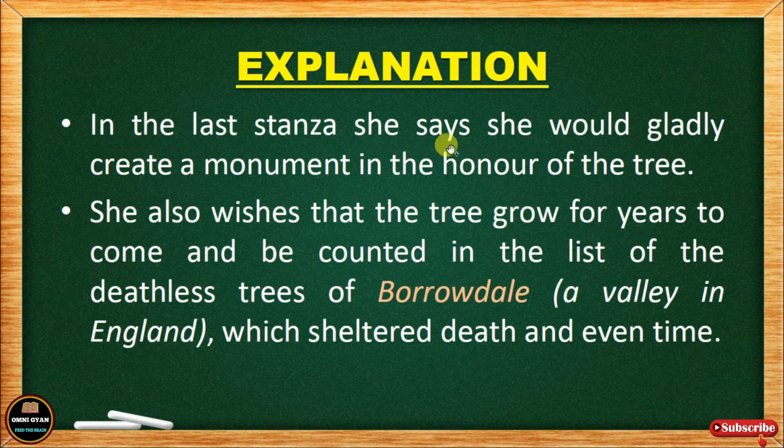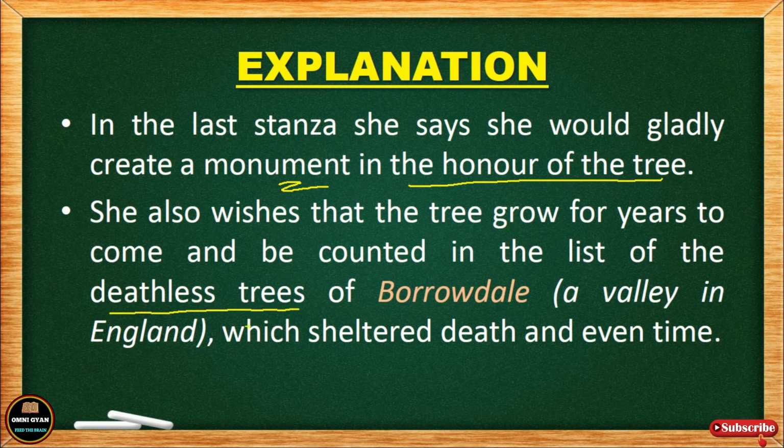In the last stanza she says that she would gladly create a monument in honor of the tree. Consecrate in thy honor, okay? So the poet tree ko honor karna chahti hai. The poet wants to honor the tree and she would like to build a monument for the tree. She also wishes that the tree grow for years to come and be counted in the list of the deathless trees.